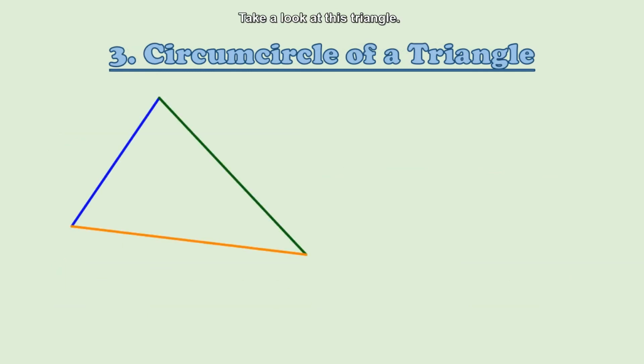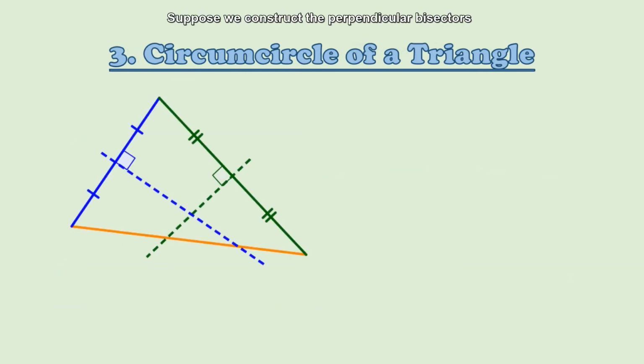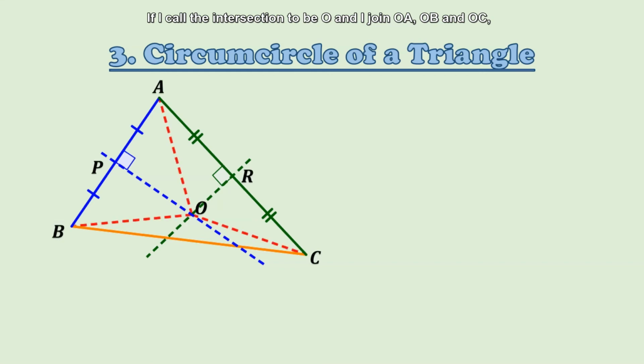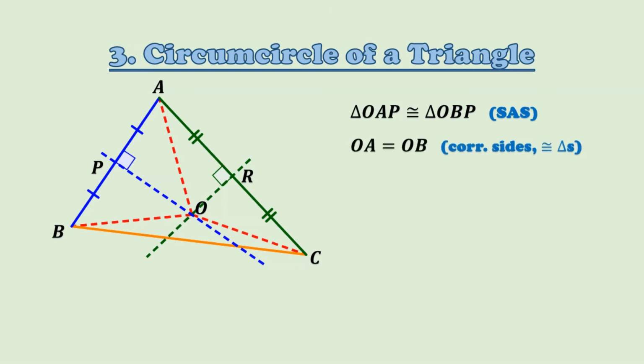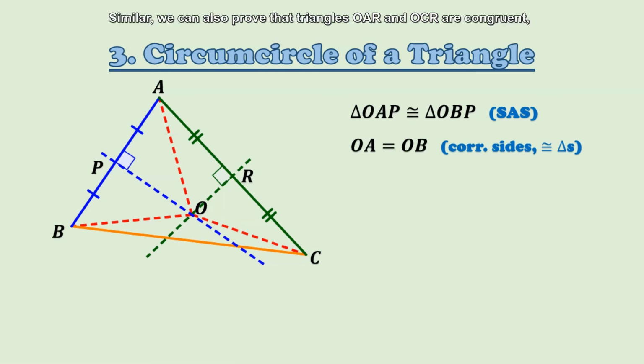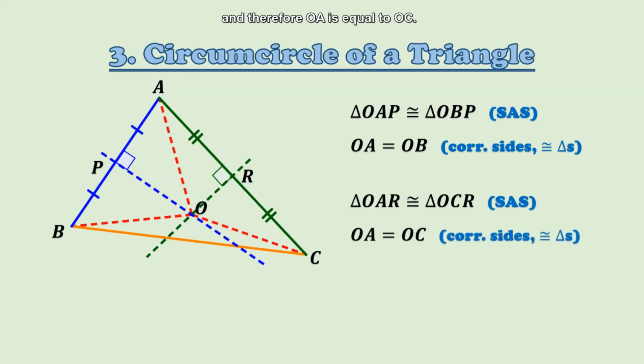It is about the circumcircle of a triangle. Take a look at this triangle. Suppose we construct the perpendicular bisectors of the blue side and the green side. If I call the intersection O and I join OA, OB, and OC, we can see that triangles OAP and OBP are congruent because of SAS. Therefore, OA is equal to OB. Similarly, we can also prove that triangles OAR and OCR are congruent, and therefore OA is equal to OC. That means OA, OB, OC are all equal.